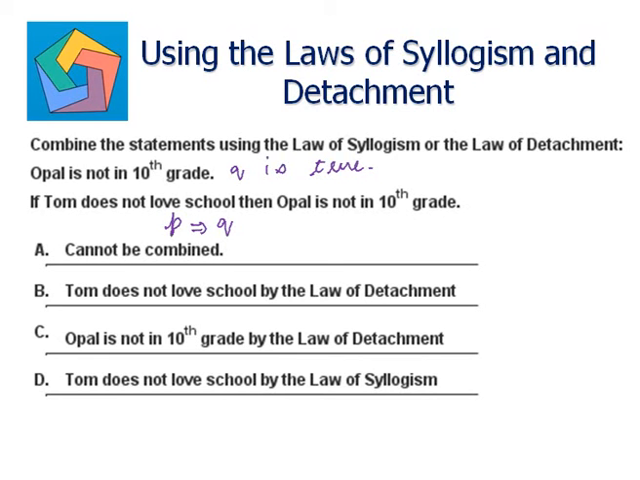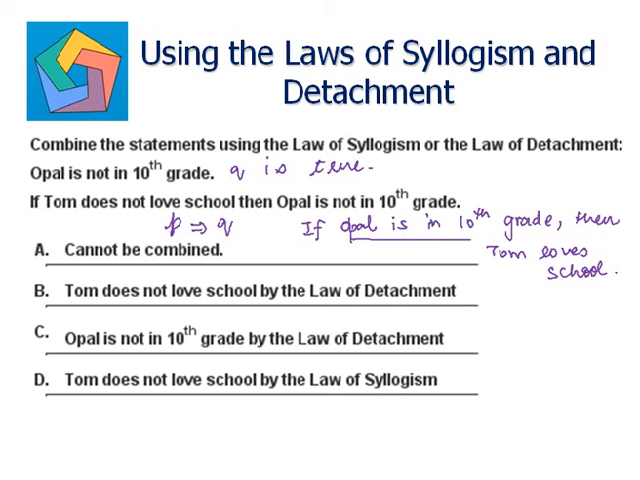So let's try to take the contrapositive of the statement. It will be, if Opal is in 10th grade, then Tom loves school. Now here it says Opal is in 10th grade and here it says Opal is not in 10th grade. So both the statements are opposite of each other. So these statements cannot be combined. So A is the answer.